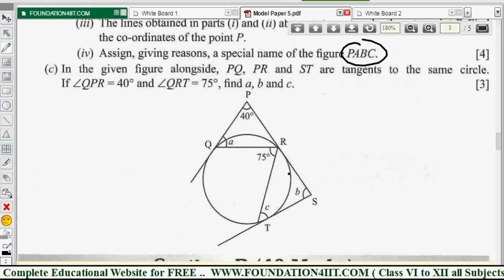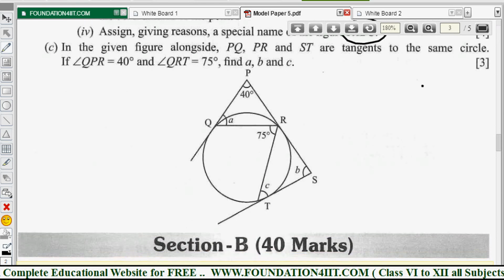Let me see the next question here. From this diagram, we need to find the value of ABC. If you observe the given figure, PQ, PR and ST are tangents to the same circle. These three are tangents. If angle QPR is 40 degrees and angle QRT is 75 degrees, we only need to find the ABC values.